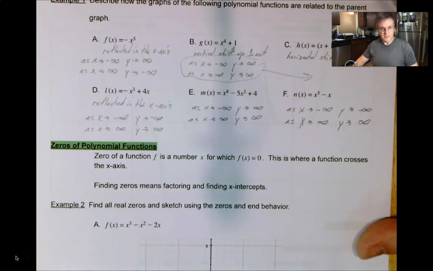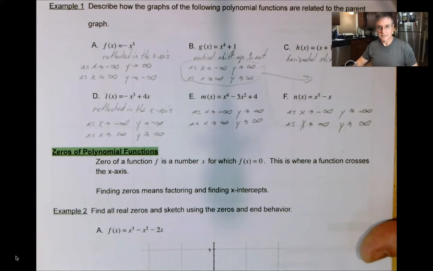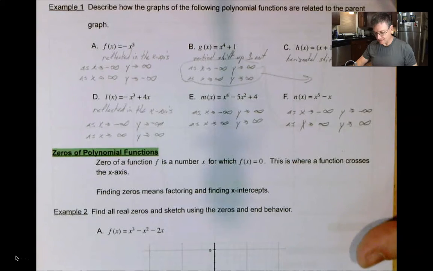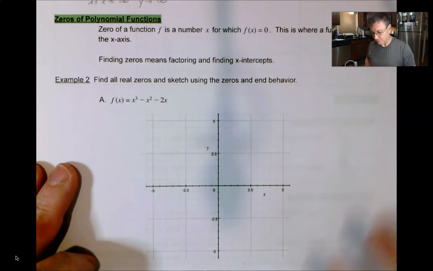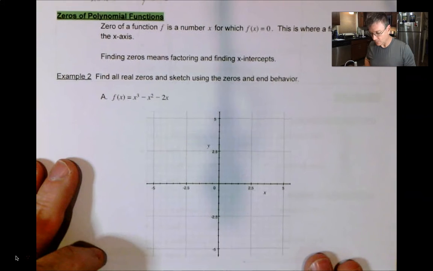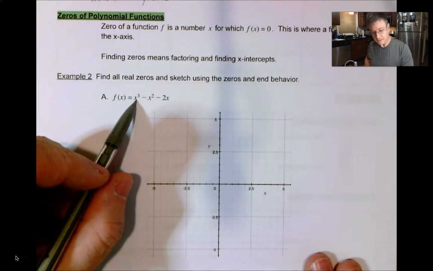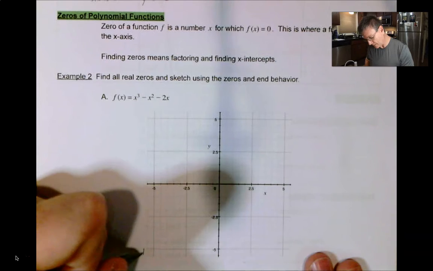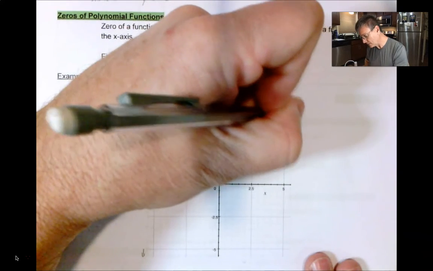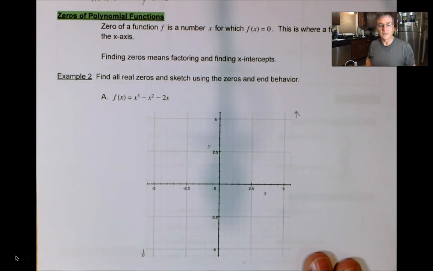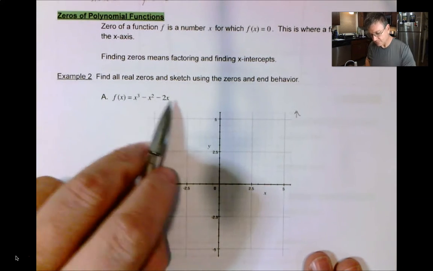What are zeros? Zeros are where the graph crosses the x-axis, or the x-intercepts. Find the zeros for example 2, and then we're going to sketch using the zeros and the end behavior. So first of all, let's take a look at the end behavior. Down left, up right. I just like to make little notes so that I remember where to put the end behavior. And now let's find where the zeros are.